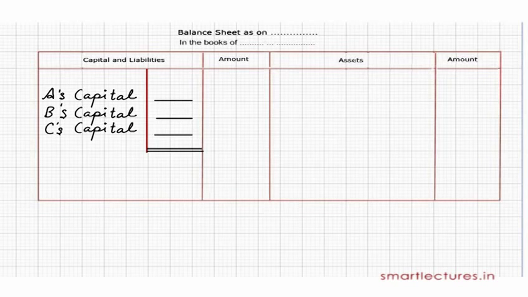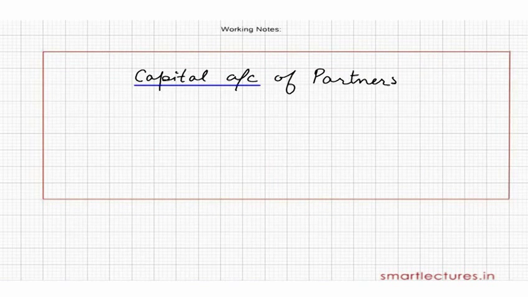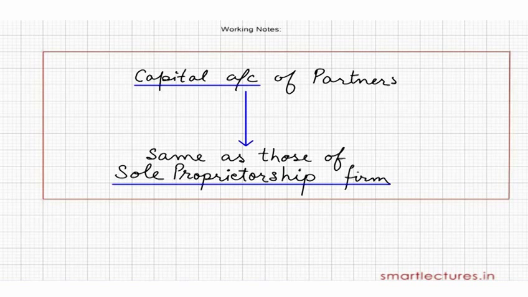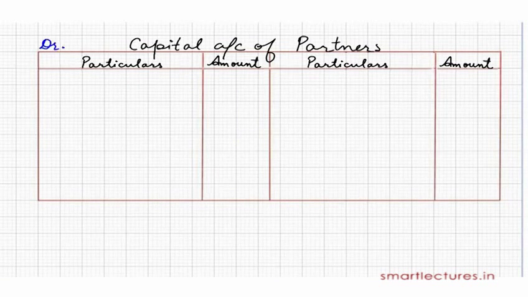Now the question is how to prepare the capital account. The capital accounts of the partners are prepared in the same way that you used to prepare the capital account in a sole proprietorship firm. You know, the capital account is prepared in T shape. On the left hand side, it is called the debit side, and the right hand side is called the credit side. But be careful, capital is always shown on the liability side of the balance sheet. It means the capital has a credit balance.